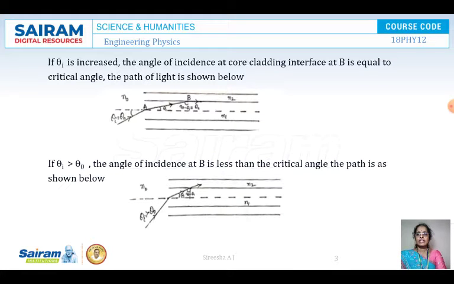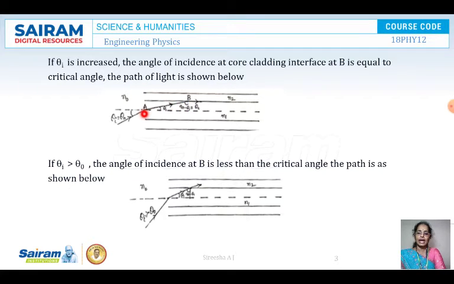Now if theta I, the angle of incidence, is increased until it is equal to theta naught, what is happening? When this angle is increased, after the ray enters the core, theta I increases, so 90 minus theta will decrease. As theta I is increased, the angle of incidence at the core and cladding interface at B becomes equal to the critical angle. You can see here this is the angle of incidence at B.